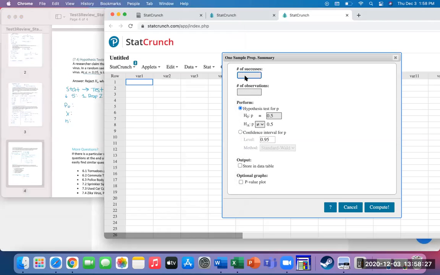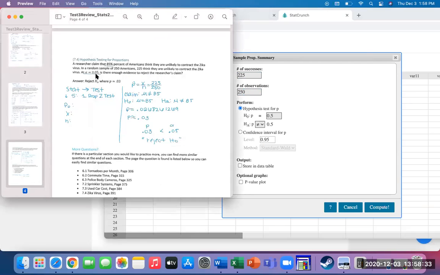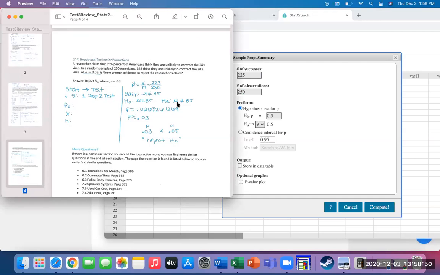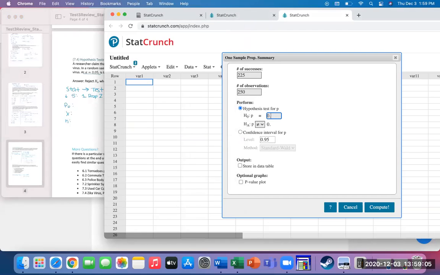So here we see that our number of successes is 225, and our observations, our trials, is 250. So we have 225, 250, and we see that we have an alpha of 0.05, and our Ha is not equal to. So not equal to, and because it's 0.05, this will be 0.95. Now for our hypothesis testing, we're comparing it to an alternative of 0.85. We got this 0.85 from dividing these two. If you're using a calculator, it's not picky about the decimal place, but StatCrunch is. So make sure we enter 0.85.